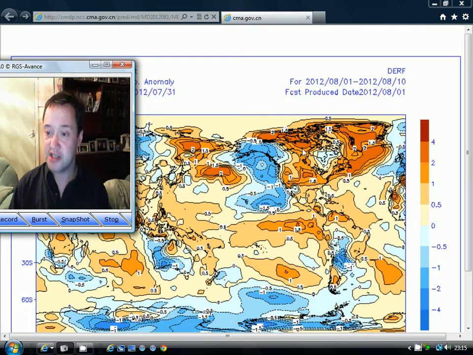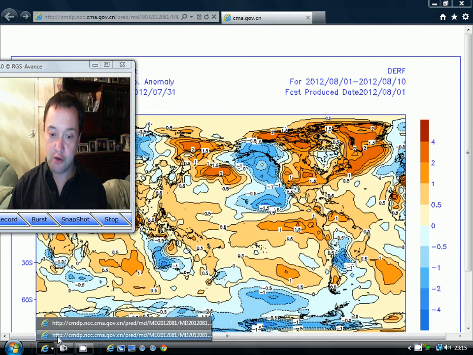We can see that the bulk of the United States is forecast to have a warm first 10 days of August. A little bit cooler up here to the northeast perhaps, but really the bulk of the states away from this western coast, which is cooler. The bulk of the United States is forecast to have a warm first 10 days of the month.